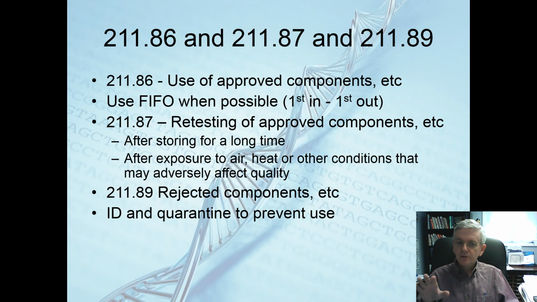Rejected components, specific here, that they're identified and quarantined to prevent their use. A key part of the cGMPs for that particular item is that rejected components are stored very much removed from typically the area in which you have the rest of the material stored. And it is usually stored in some type of caged, locked area that very few people have access to. You want to make sure that there is absolutely no way for people to use rejected material.